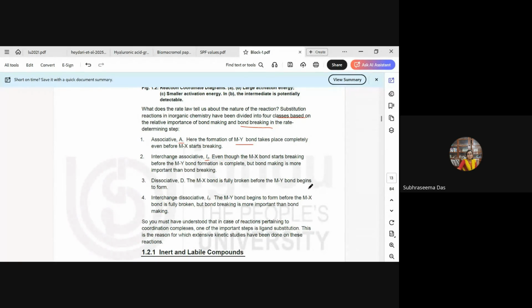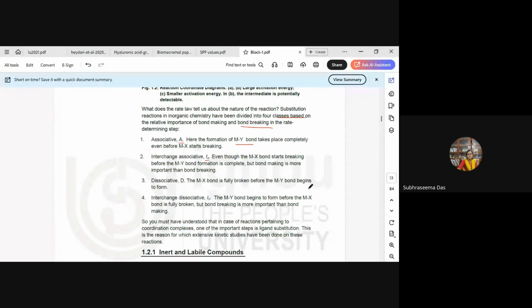The difference between Ia and capital A is that in associative reactions, before the reactant bond breaks, the formation of the MY bond has already taken place. But in interchange associative, although the MX bond, the reactant bond, has started breaking, the MY bond, the product bond, has also been formed. But here bond making is more important than the bond breaking process.